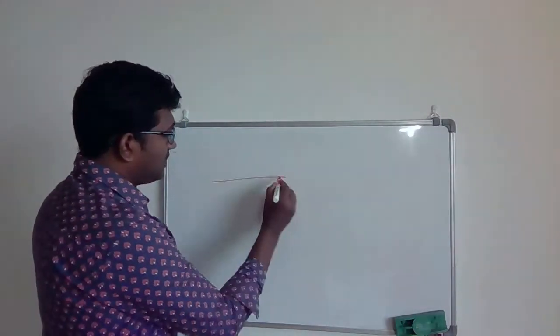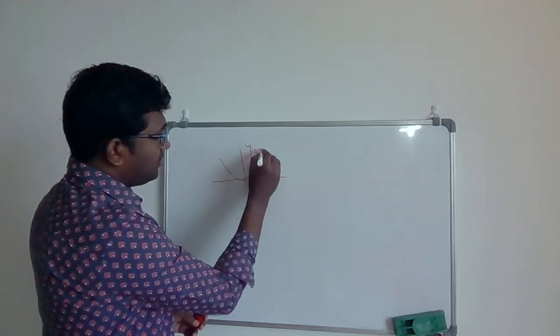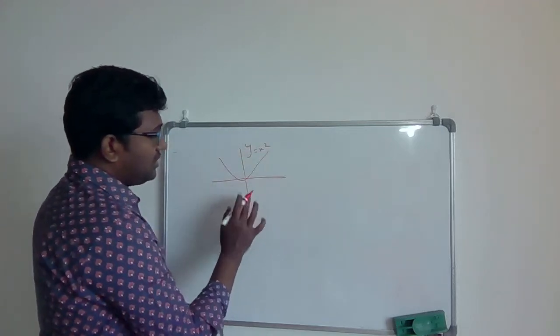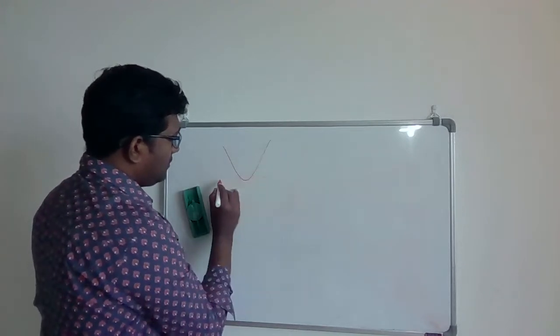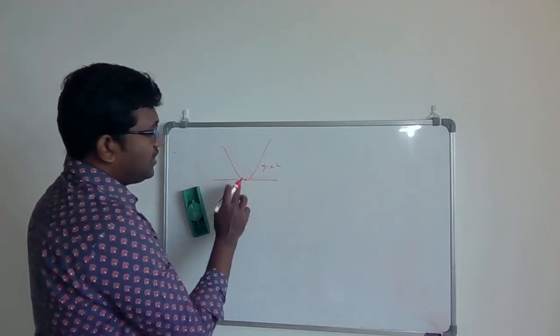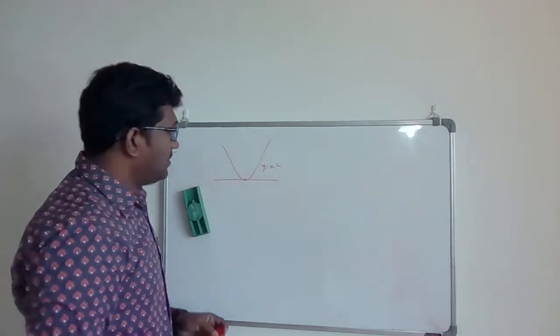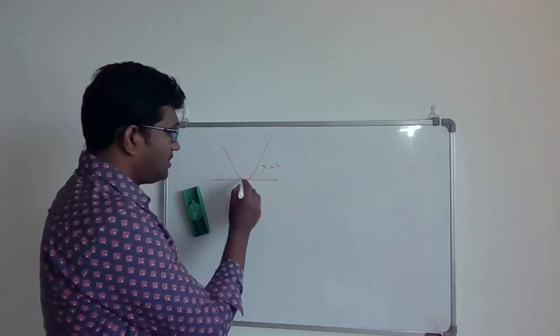I just told that there is a graph like this, and this is y is equal to x squared, and it meets the x-axis here, and this is the solution of this equation. So this solution is in the real line. Okay, this is the point.